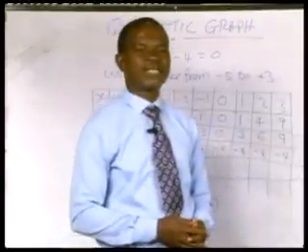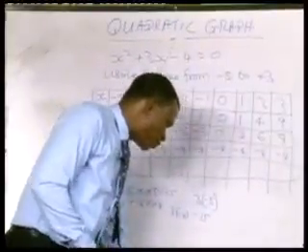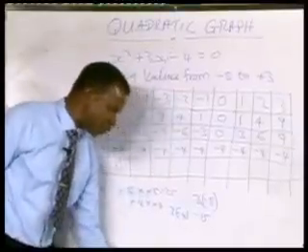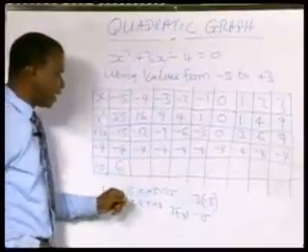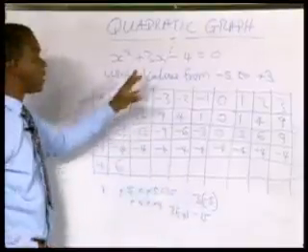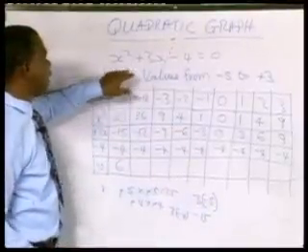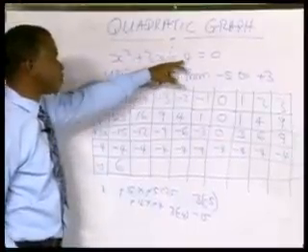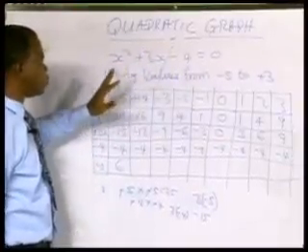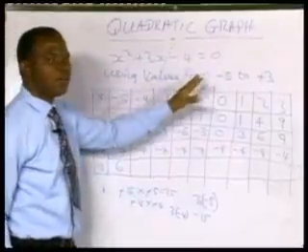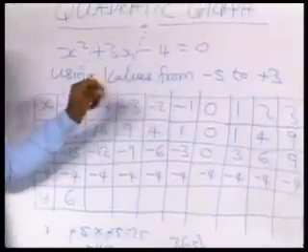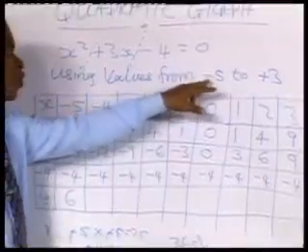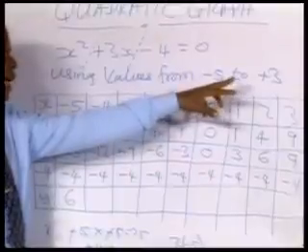Now we want to look at the graph we talked about. If you look at the table, this is where we stopped last week. In case you were not with us, we're looking at how to construct the graph of x squared plus 3x minus 4. You can be given a range of values, or you derive the values yourself. In this case, the range given to you is between minus 5 and plus 3.